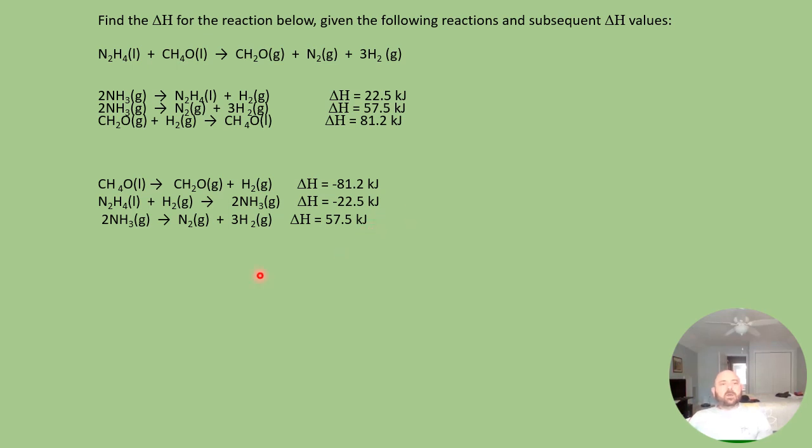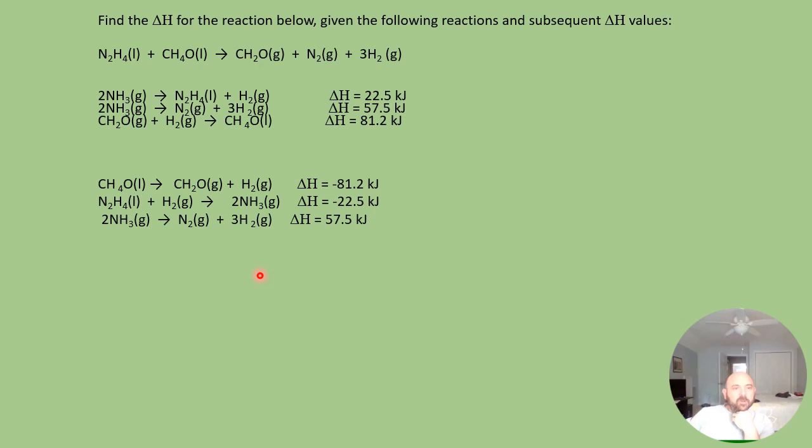All right, and now we have CH4O decomposes into CH2O gas plus hydrogen gas. And the delta H there is the opposite of above since we turned the reaction around, which is negative 81.2 kilojoules. We have N2H4 plus H2 reacts to give us NH3. That one was from above as well and turned around. And then we have the reaction we didn't modify down on the bottom, 2NH3 yields N2 plus 3H2.